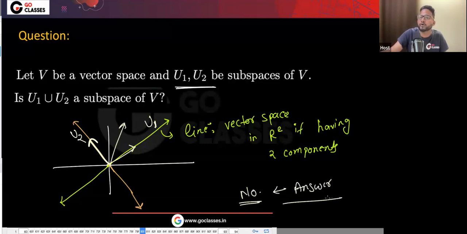I hope you understood intuitively. Initially, it might seem a little counterintuitive, but now it is intuitive, right? You have a vector space u1, you have another vector space u2. Now you take the union, which is u1 union u2. Now take any two vectors here; is the linear combination of any two vectors in the union of u1 and u2? No, right?